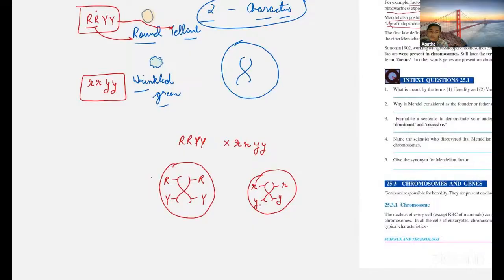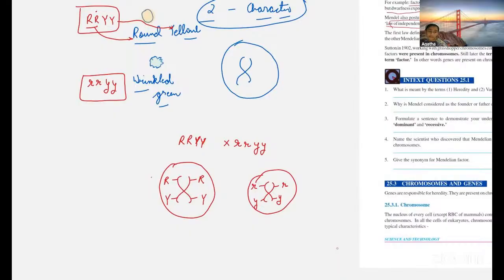What do you mean by independent? It means the round character will not disturb the yellow color of the seed. It won't be like the round character came and then the yellow became purple. Got my point? Yes, sir. The round character will not change the yellow character. Both characters will work independently. They are not disturbing each other.